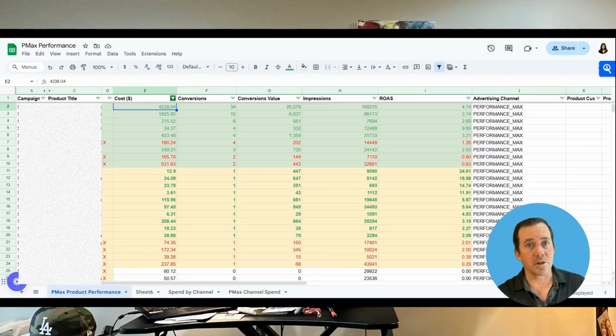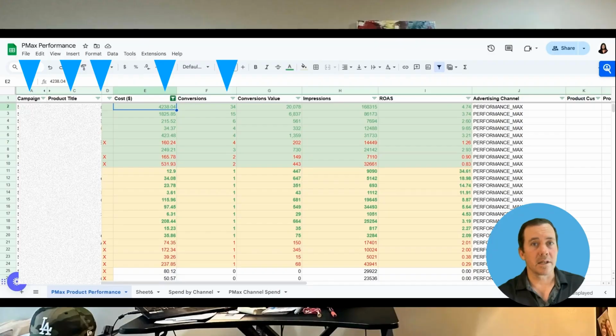Step 1, make sure the report you extract has these columns: campaign name, product title, product SKU, cost, conversions, and conversion value. Impressions might be a good column to have just to observe, but it's not weighted heavily in our assessment. You also need to have conversion value over cost. You can create this formula manually or pull it directly into the report. This is the same as the ROAS column, and it's our leading indicator for profitability.